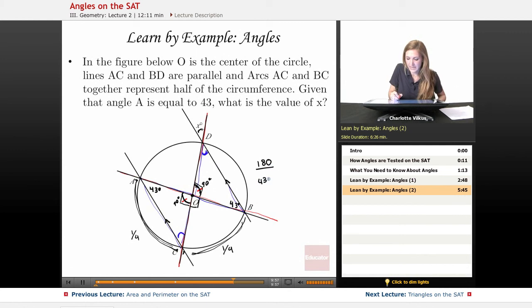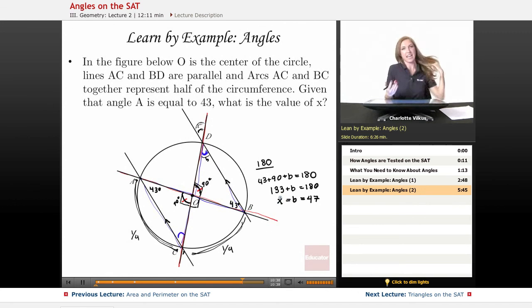So 43 plus 90 plus, I can just call this blue angle, plus blue equals 180. So here I have 133 plus B equals 180, or B equals 47. So once I know this blue angle, then look, I have another intersection. So I can figure out exactly what X is, and it's equal to this blue angle. So this is equal to X.